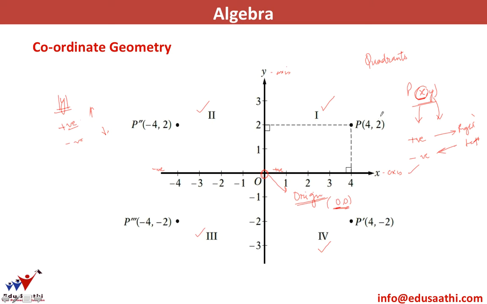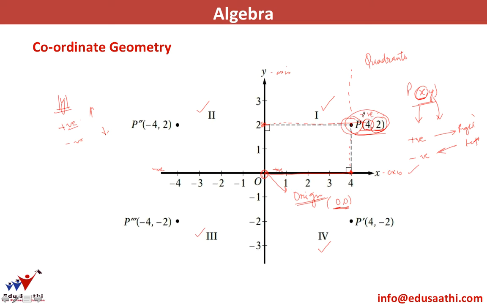So if I take this point P(4, 2), that means it is at a distance of 4 units positive from the origin on x-axis. So on x-axis, I move 4 units and then it is at a distance of 2 units from origin on positive direction of y-axis. I reach here. I draw a line parallel to y-axis.